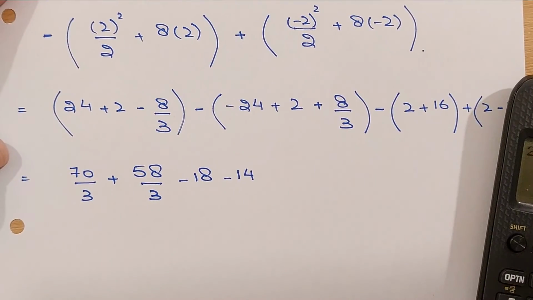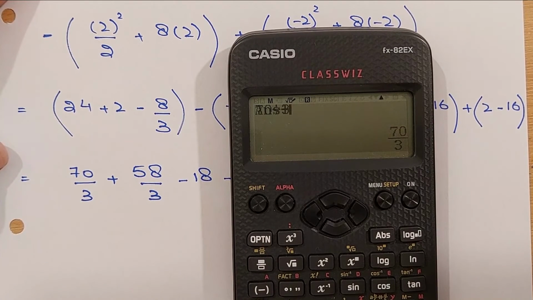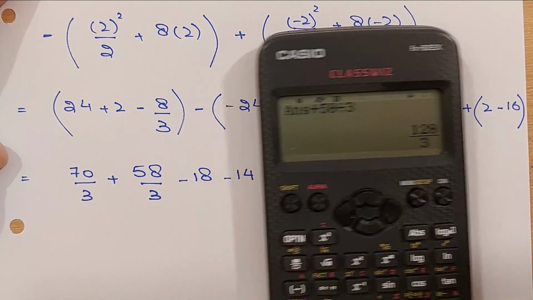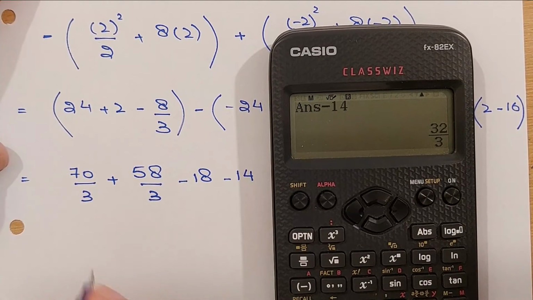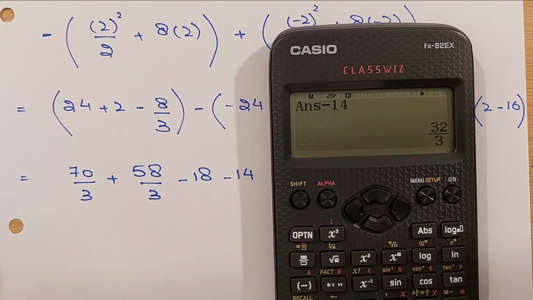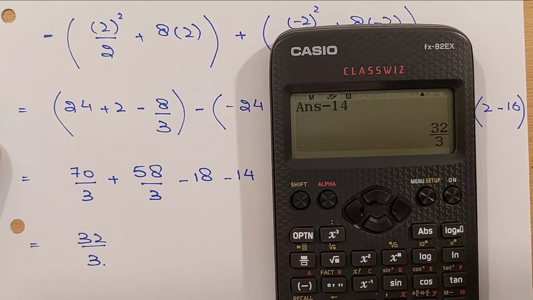Right, simplify it further. 70 divided by 3 plus 58 divided by 3 minus 18 minus 14. This is 32 divided by 3. This is equal to 32 divided by 3 is the shaded area.